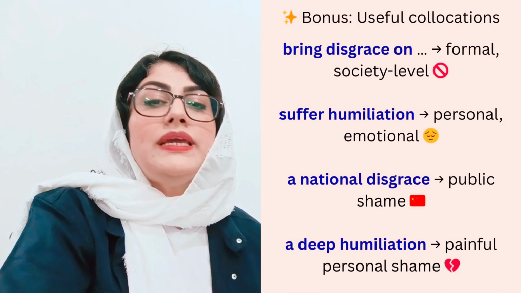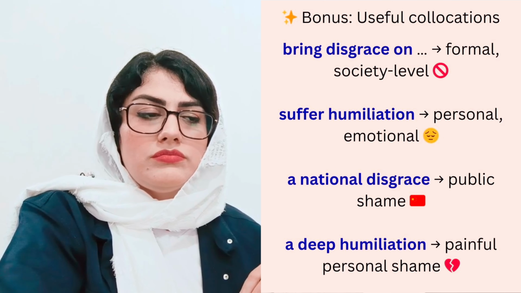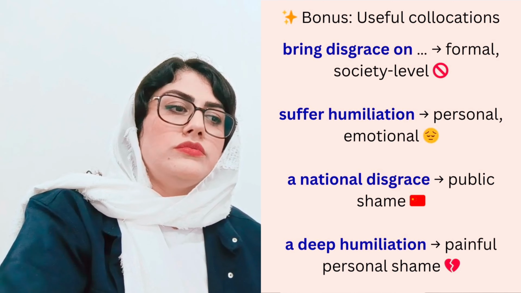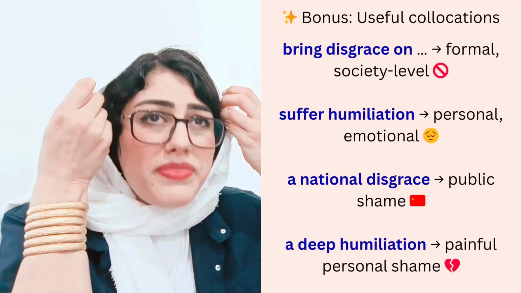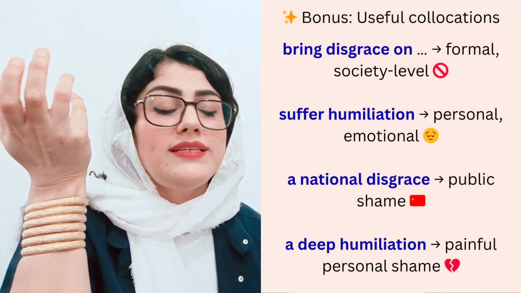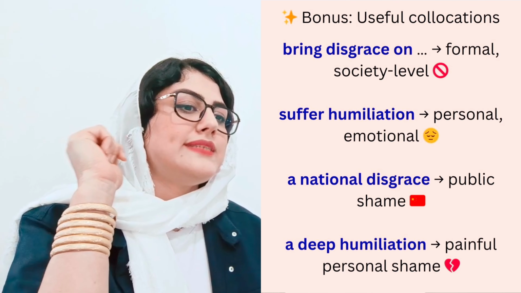Here is a quick tip for you. Some advanced collocations with disgrace and humiliation make your writing sound academic. First, bring disgrace on. It comes with the preposition on. Use this when something brings shame to a group, to an organization, to society. Example: his actions brought disgrace on the government.